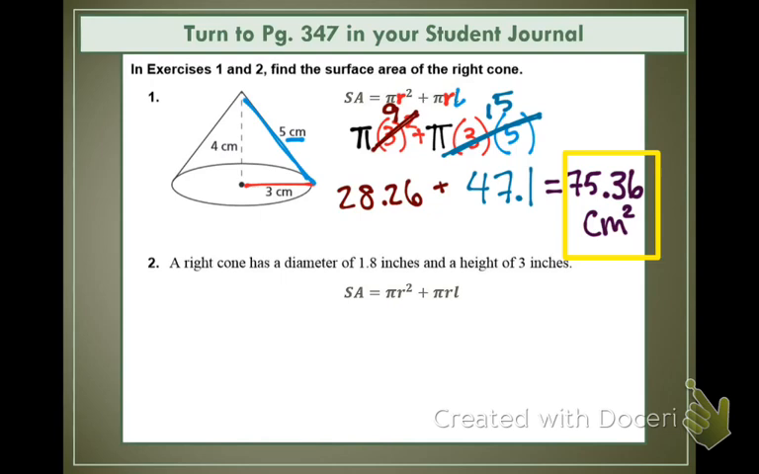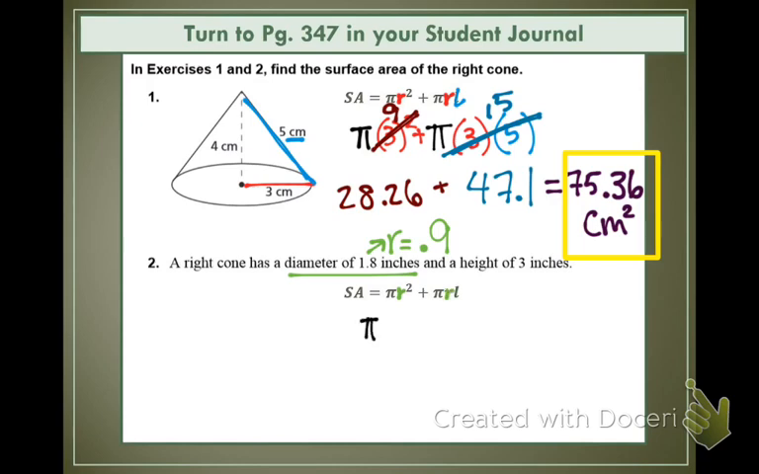All right, number 2, try not to work ahead because there are 2 mistakes you could make on this problem. Go ahead and write in the formula. Pi r squared plus pi rl. A right cone has a diameter of 1.8 inches and a height of 3 inches. So when I go to plug in, do I need the diameter? Yes. Well, it can help me. How can I find the radius given the diameter? Divide by 2. So what's 1.8 divided by 2? 0.9. So that's for the radius.